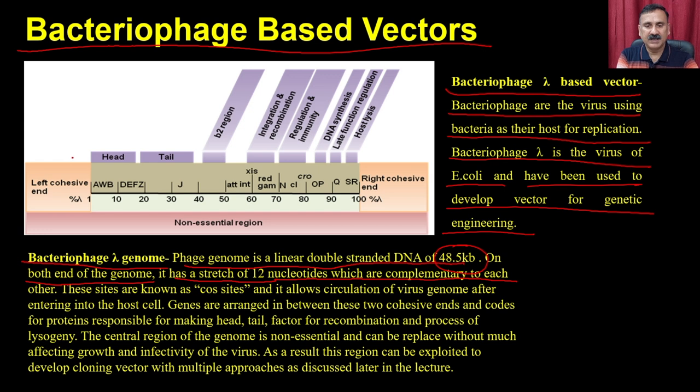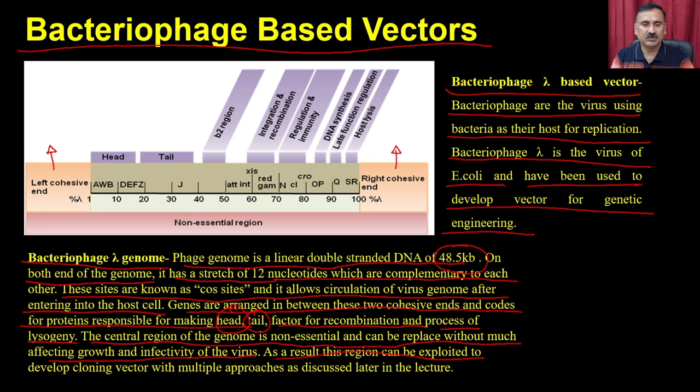So you have two sites on both ends of the genome. One is called the left cohesive site, the other one is called the right cohesive site, and within this you have the different regions of the genome which express the different parts of the phage. These sites are called cos sites, and they allow the circularization of the viral genome after entering the host cells. Genes arranged between these two cohesive sites code for the proteins responsible for making the head, tail, factors for recombination and the process of lysogeny. The central region of the genome is non-essential and can be replaced without much affecting the growth and the infectivity of the virus. As a result, this region can be exploited to develop a cloning vector with multiple approaches.